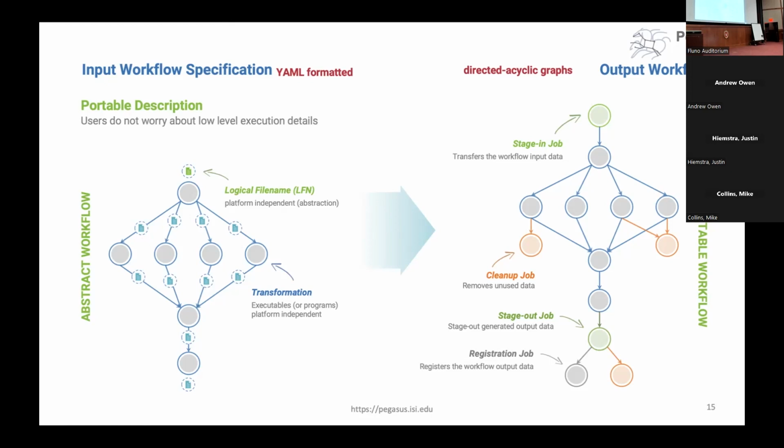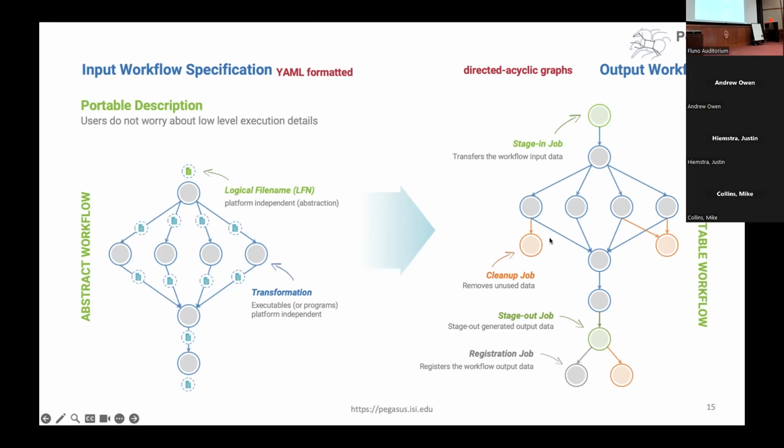And during the planning process, Pegasus will figure out where the inputs are located, and it will add data staging nodes to bring in the data for your workflow. As your jobs execute, outputs need to be staged out to a server or a site of your choosing, and there'll be data stage out jobs that are added to the workflow which perform that function. There are registration jobs that get added that will register the outputs that are being created as part of the workflow into a data catalog.